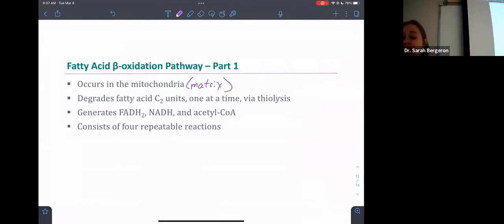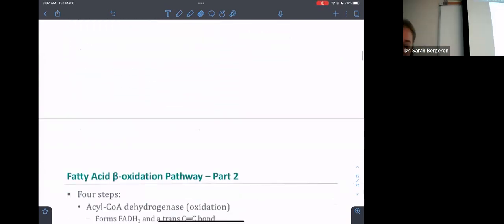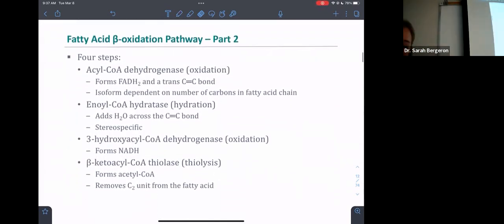So what are we generating? Y'all told me FADH2, NADH, acetyl-CoA. And so every time we go through this process, it's 4 repeatable steps, right? 4 steps in order to do this. So what are our 4 steps? The first step is a dehydrogenase or an oxidation reaction where we're going to lose our hydrogens and we're going to form a double bond.